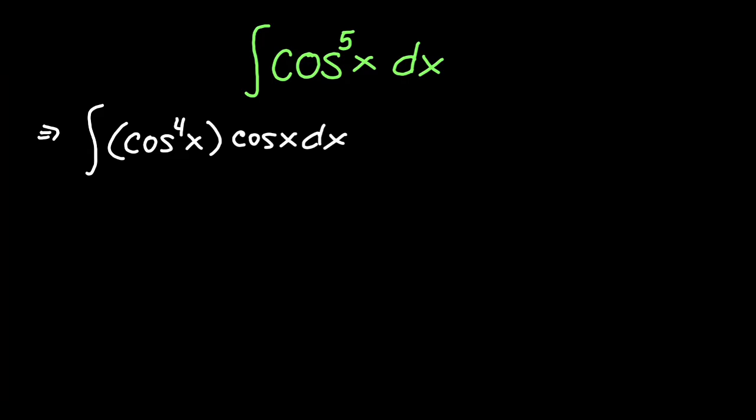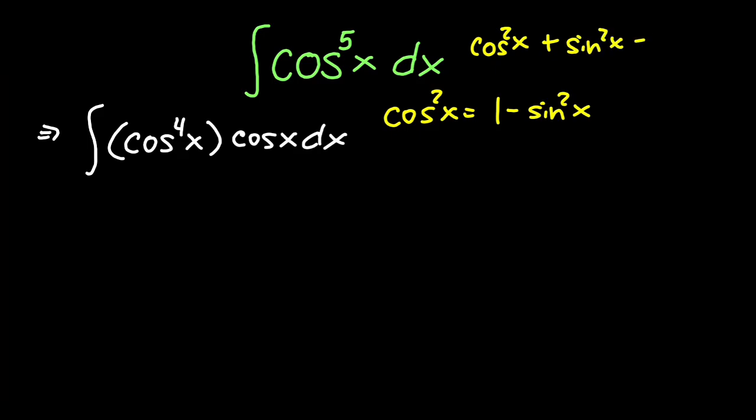Now, let us transform this using its trigonometric identity, which is cosine squared of x equals 1 minus sine squared of x. This was derived from the formula cosine squared of x plus sine squared of x equals 1.